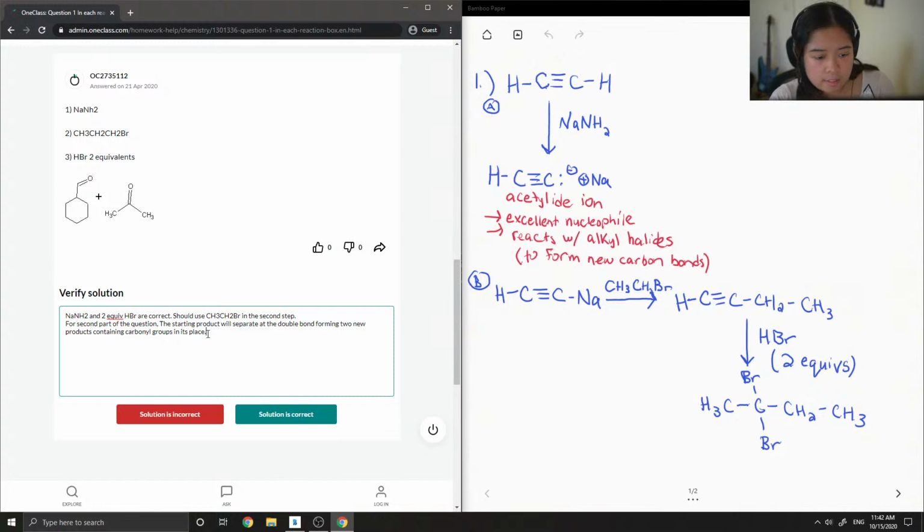Okay, so I just said the sodium amide and 2 equivalents HBr, correct. You should use CH3CH2Br in the second step. For the second part of the question, the starting product will separate at the double bond, forming 2 new products containing carbonyl groups in its place.